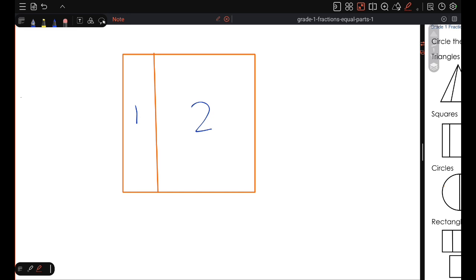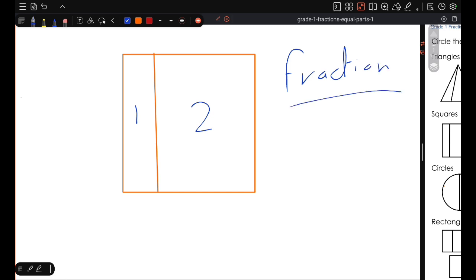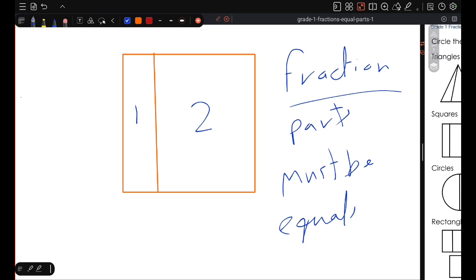Okay, so Ahmed, I have a question for you. Can I name this part as a fraction, as a half? No. Why? Because they are not equal. So to call it a fraction, all the parts must be equal.